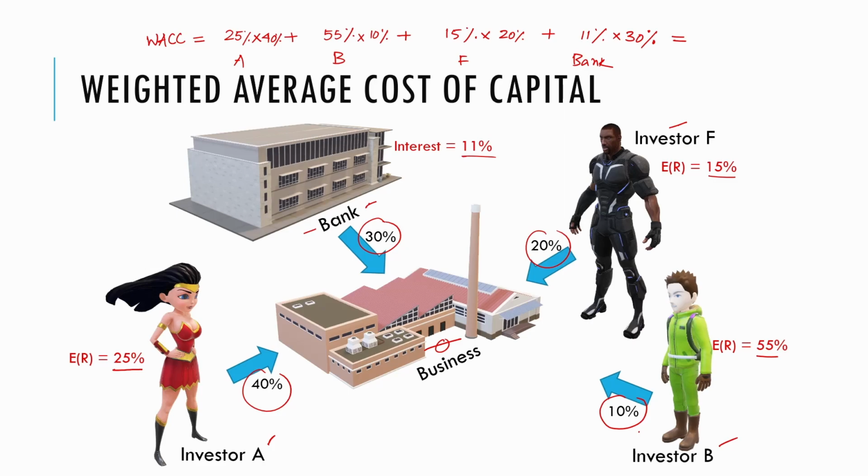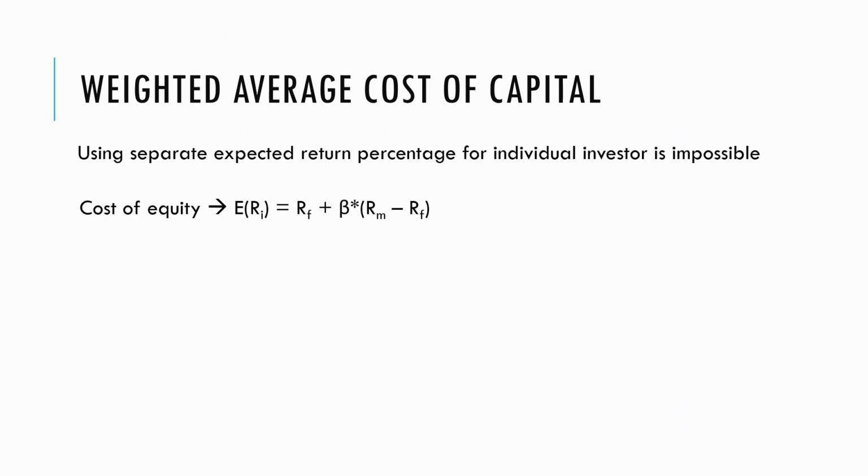Now let us come to how to calculate these things. First of all, please note that it is absolutely impossible that there is a separate expected return percentage for each and every individual investor. In the previous slide we have seen that there are 3 investors, each having different expectations, but in real life there will be millions of investors, and it is impossible that you go to every one of them and ask what is your percentage. That is not possible.